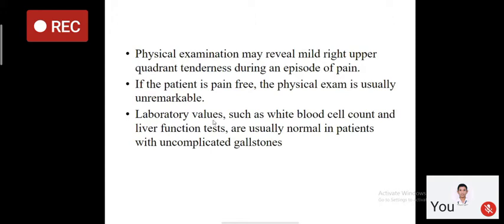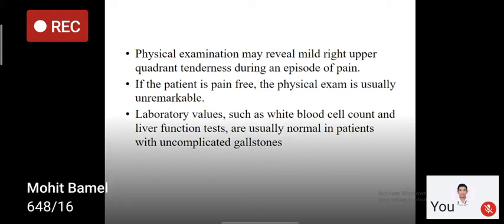And laboratory investigations like WBC count and liver function tests are usually normal in patients with uncomplicated gallstone. So in a chronic cholecystitis patient, lab investigations are usually within normal limits.